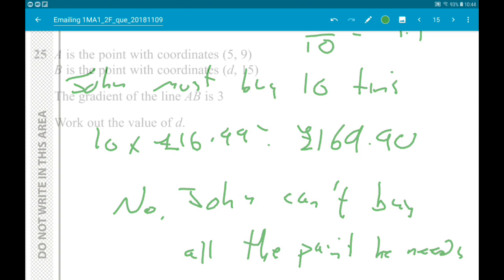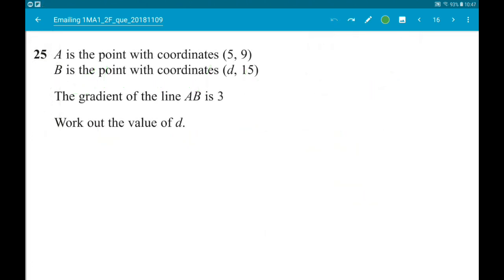Well, John. Key number 25, A is the point with coordinates 5, 9, B is the point D, 15. The gradient of the line AB is 3. Work out the value of D. Okay, so my straight line geometry playlist is down below, where we cover gradient, things like that, separately and together.